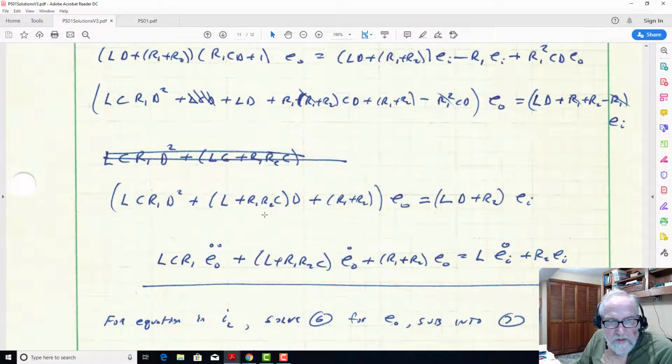So here's a second order polynomial, a quadratic, operating on E sub O, and a first order operating on E sub I. Turn it back into a differential equation, we have this nice compact form. And here's one of these cases where we have a derivative of the input. We'll call this input dynamics or numerator dynamics when we get further down the road.